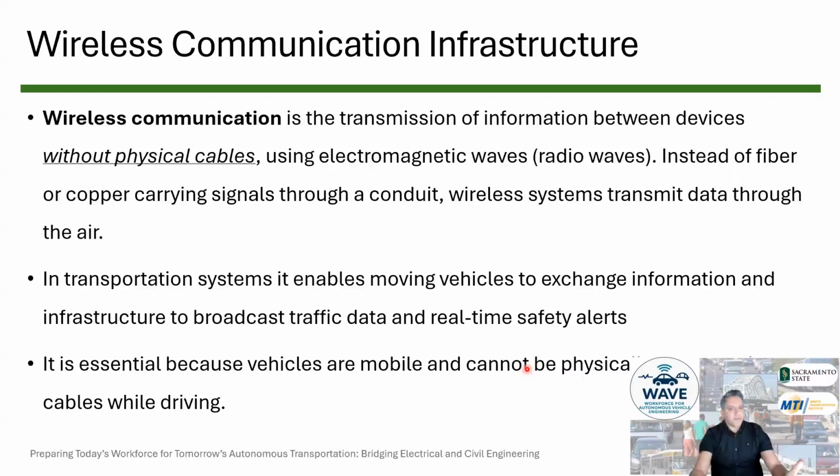Now, why is it important? Because in transportation systems, vehicles are moving, right? Now, if you want to think about the difference between wired communication and wireless communication, wired communication is used when you have two entities that are fixed in certain locations. For example, you have a traffic light, and the traffic light is connected to the control center, right?